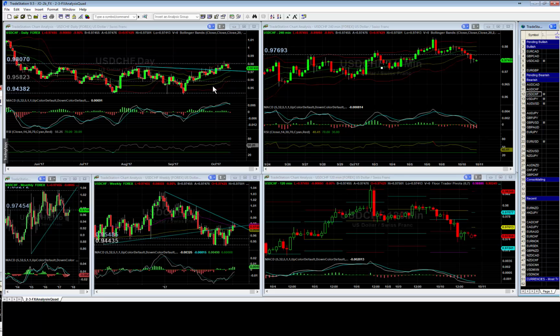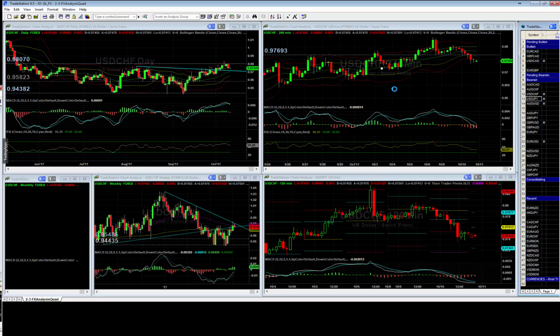The US dollar Swissy also making a move lower, kind of a bit of a head and shoulders pattern happening here, so you might see another extended run down towards these previous pivots below here.